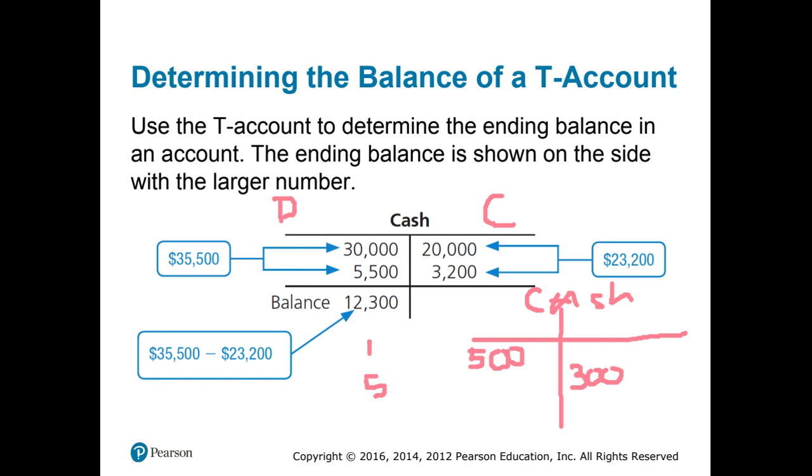So now, what is our balance in our cash account? 200. And what side does that go on? The left, 200. Because this is the larger number, and because cash has a normal balance on the left side. So I hope that helps a little bit.